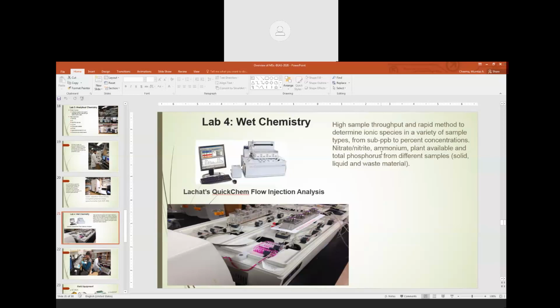You will see their flow injection and analysis and also the auto analyzer. Two machines are sitting there. Using these two machines, we can run some analysis. This is a very robust machine for determining the ionic species in a variety of samples, from parts per billion to parts per million. Very sensitive. We can analyze nitrate and ammonium and also total phosphorus in different samples.